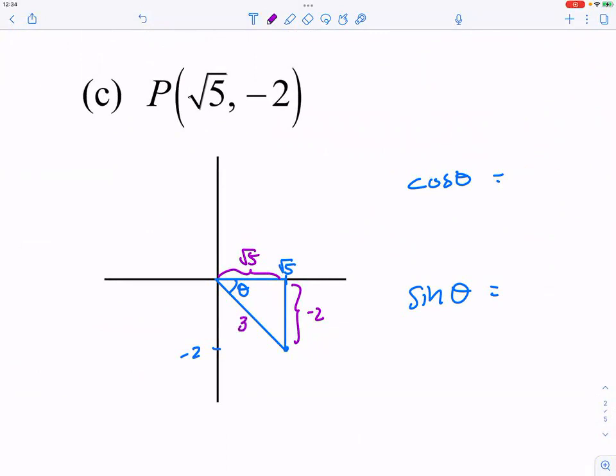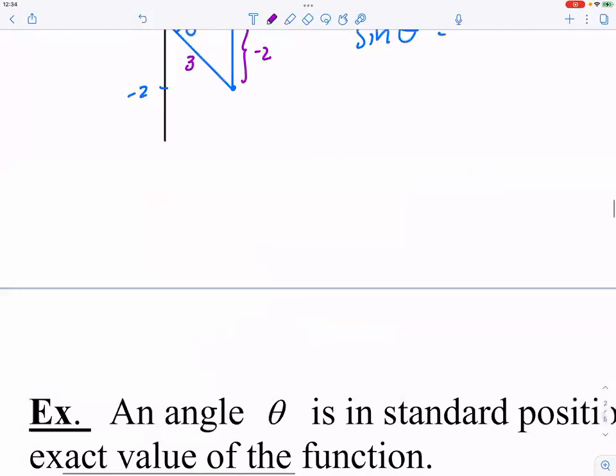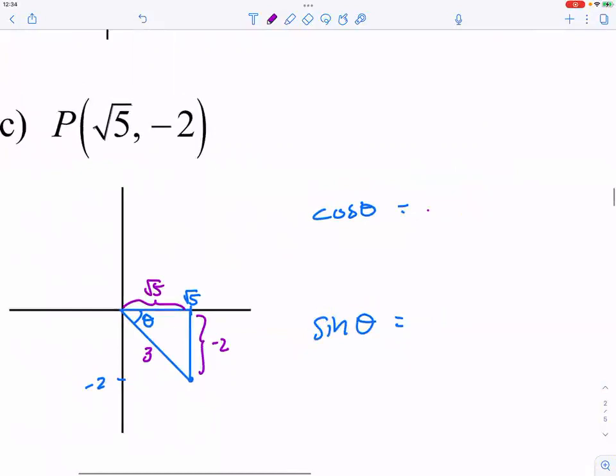3. Because root 5 squared is 5, and -2 squared is 4. So 5 plus 4 is 9, and the square root of 9 is 3. So cosine theta is equal to root 5 over 3, and sine theta is -2 over 3.